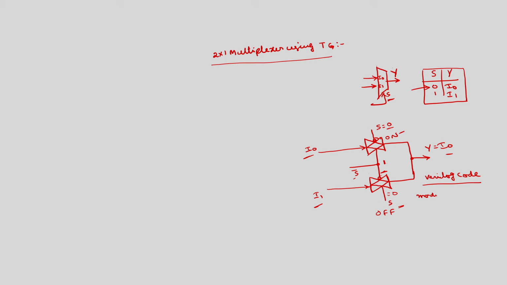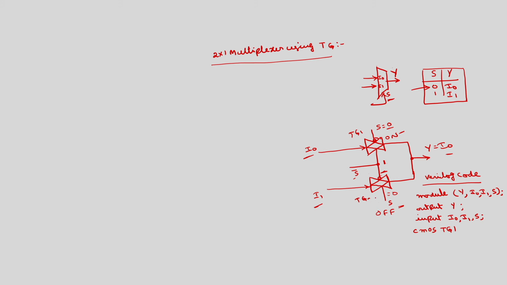Module, output is Y, inputs are I0, I1, S. Output Y, inputs I0, I1, S. Then CMOS, the general primitive for this transmission gate: this you call as TG1, and this you call as TG2.